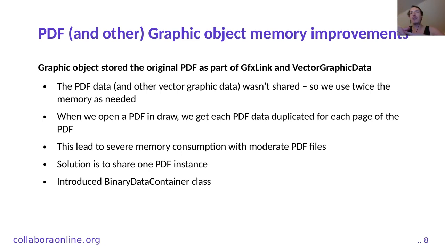And of course, there were some PDFs with hundreds of pages that caused a problem with memory, and this caused severe swapping of graphic objects, and sometimes also crashes. So we were forced to minimize this as much as possible. Ideally there should be only one PDF binary data in memory for all instances where we use it.